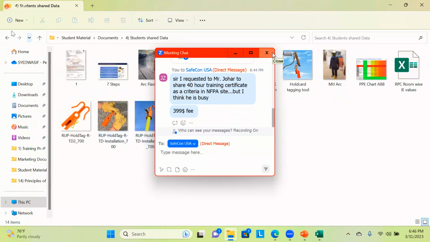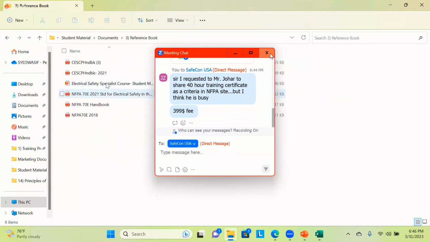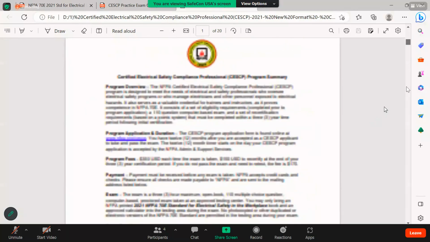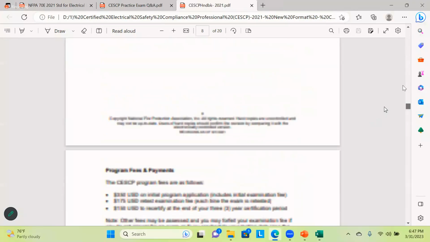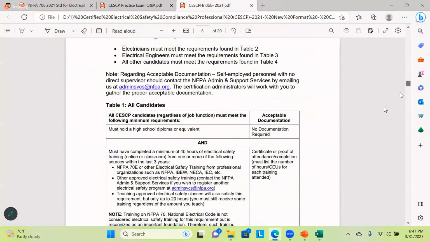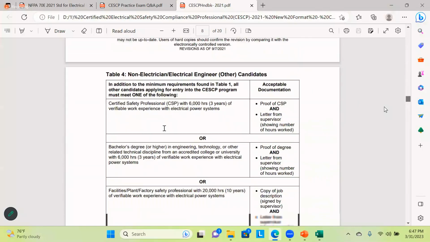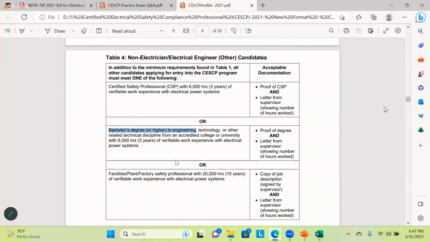Sir, for NFPA 70E, is the only other source the handbook? No, the handbook is what I'm talking about; this is related to the certification program. In this certification program, for a non-electrical engineer with a bachelor's degree in engineering, you have to show 3 years of verifiable experience with electrical power systems. You can show that you have 3 years of experience dealing with electrical safety in your organization.